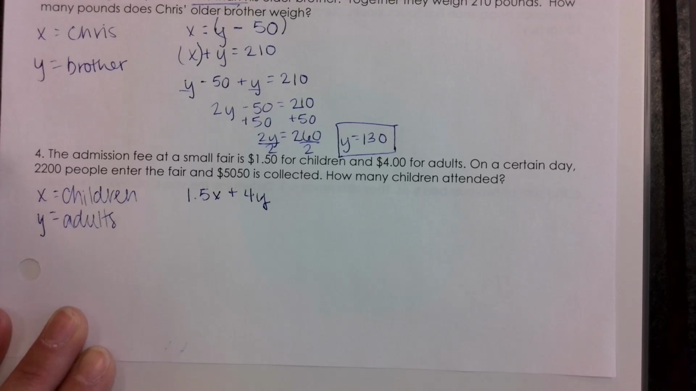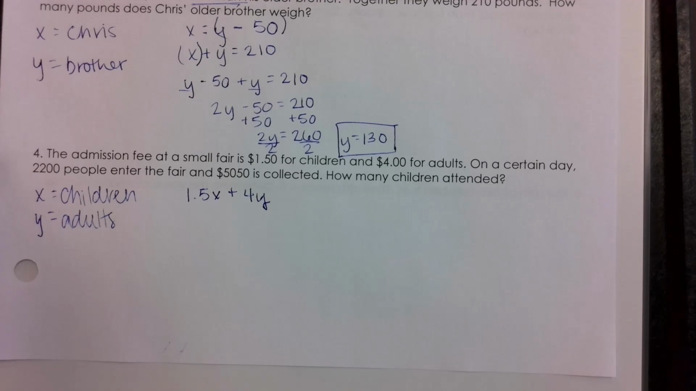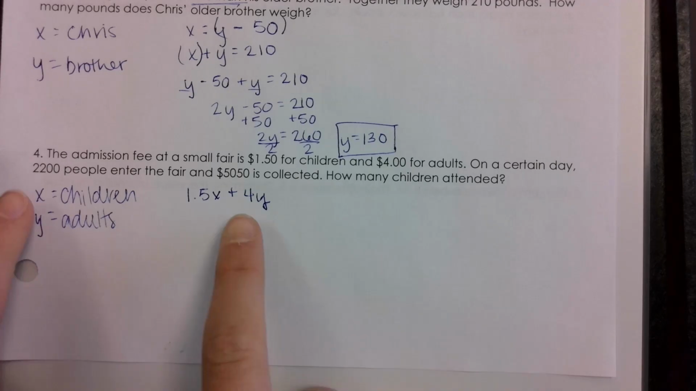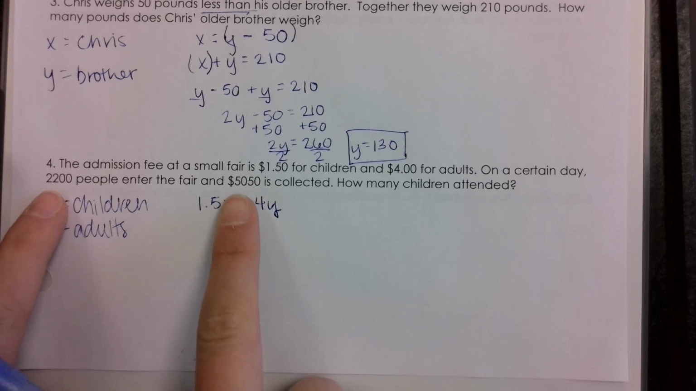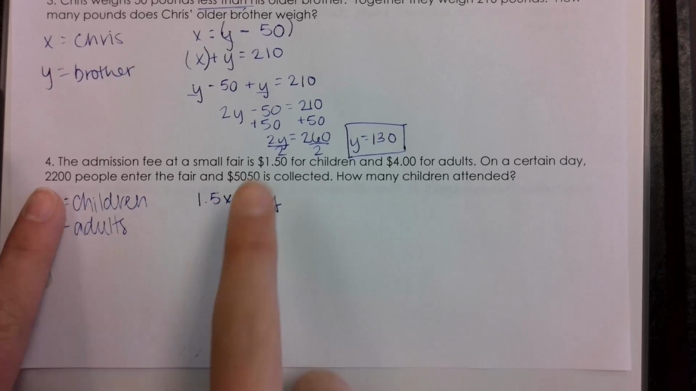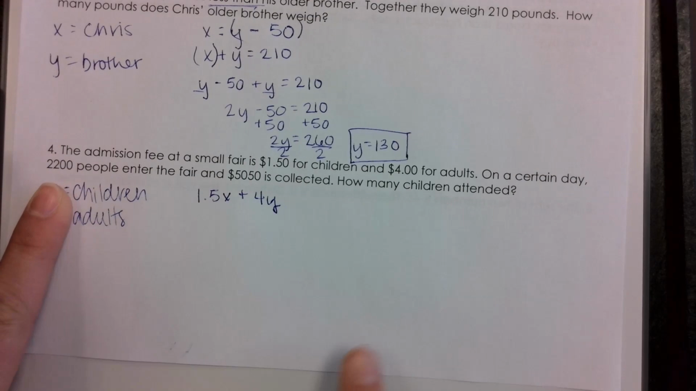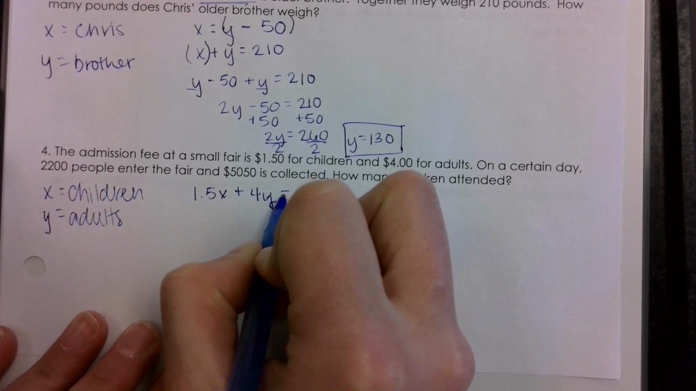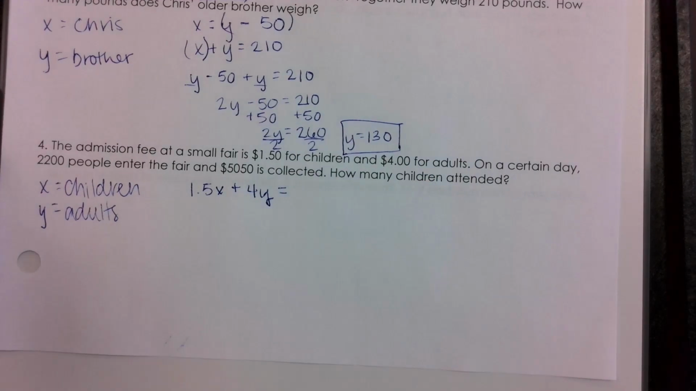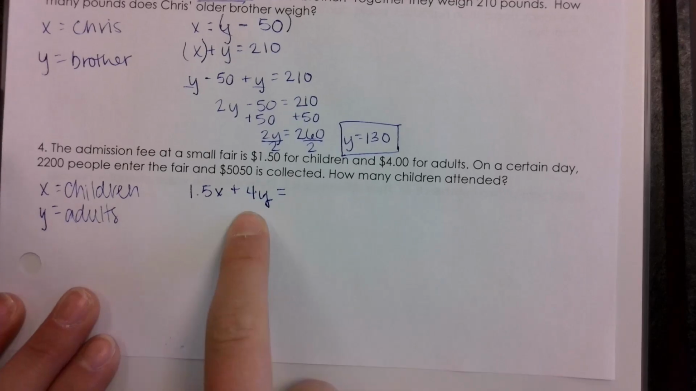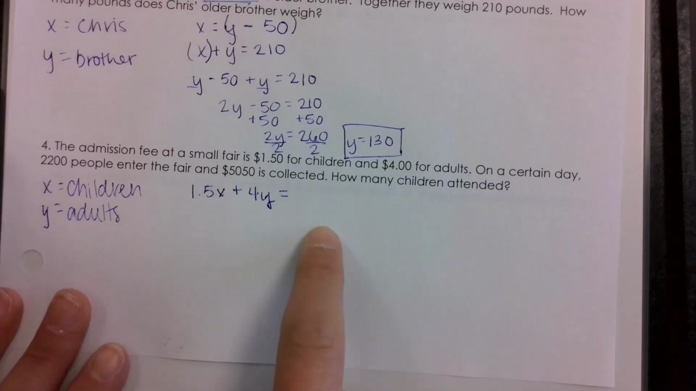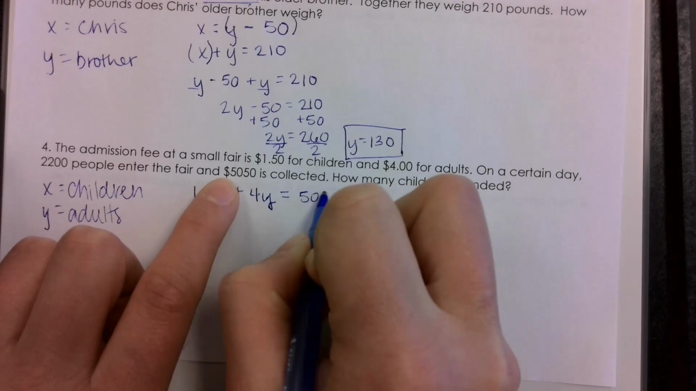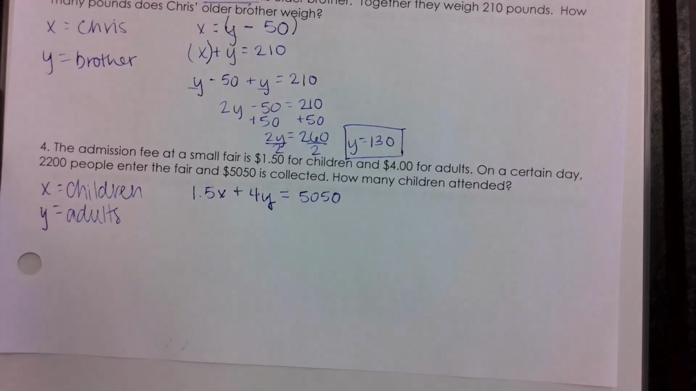And then what is that going to be equal to? Which one? Why would it go with the 5,050 instead of the 2,200? It's money, right? This was money. Money has to be equal to more money, right? So we're going to say equals $5,050. So I'm going to do money, money, money.